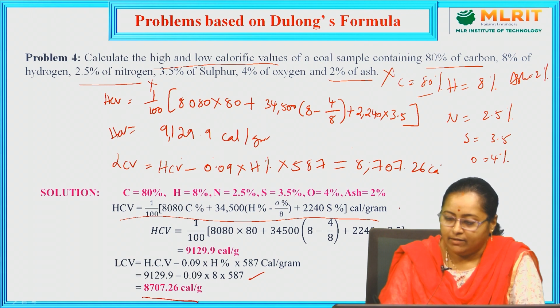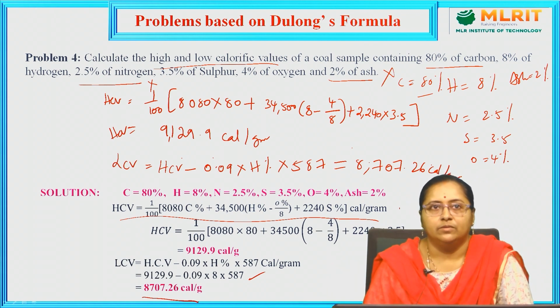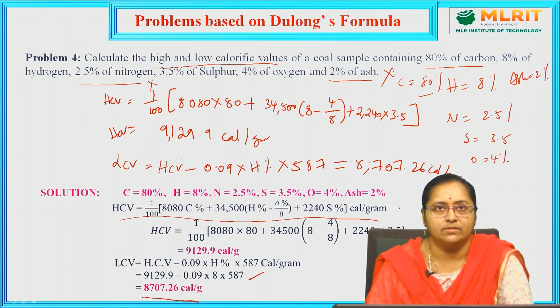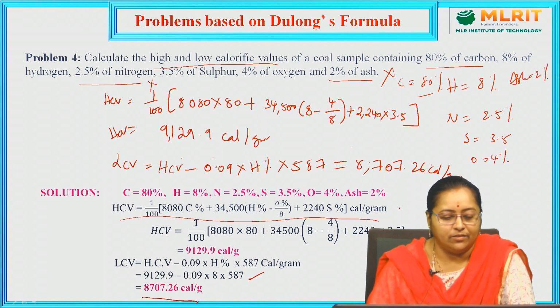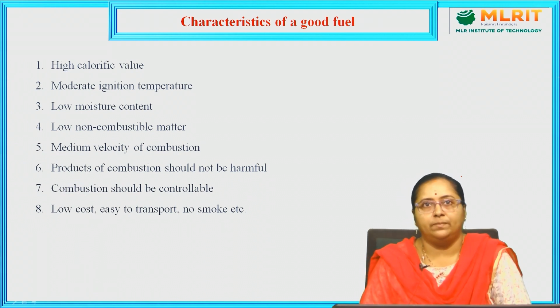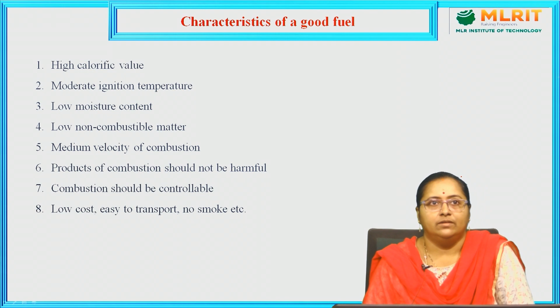So what result we got? 8707.26 calories per gram. These are very simple problems. If you know the formula and the data mentioned in the problem, you substitute all those values in the formula and, after simplifying, you will get the answer. So let us go with one more topic, that is characteristics of a good fuel.